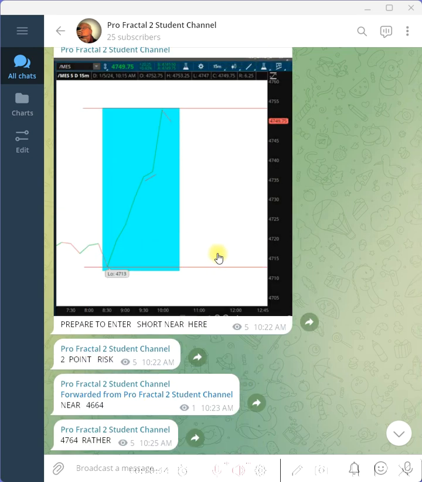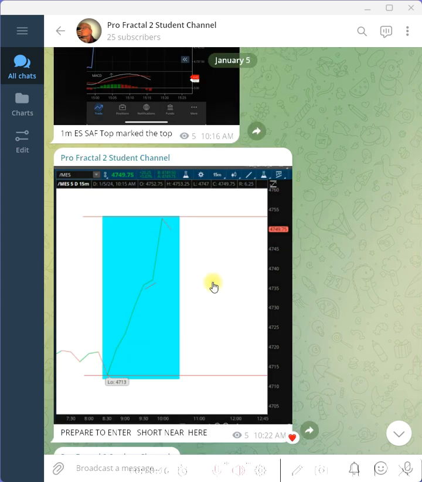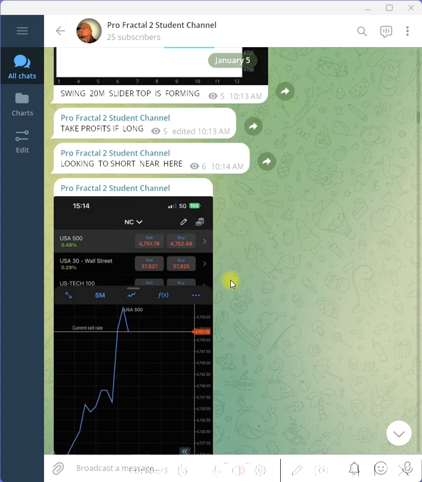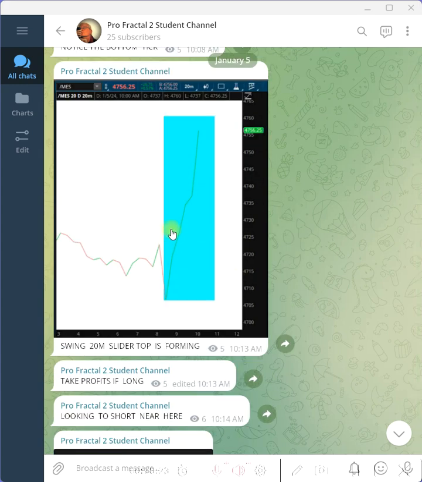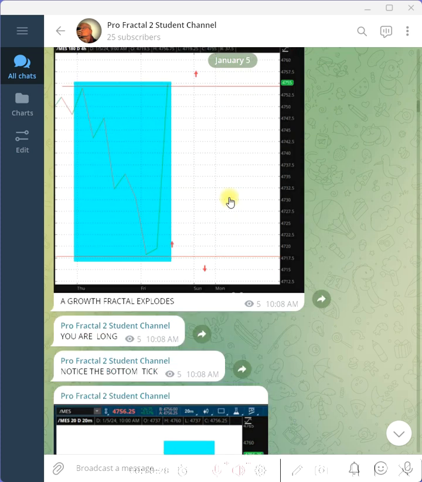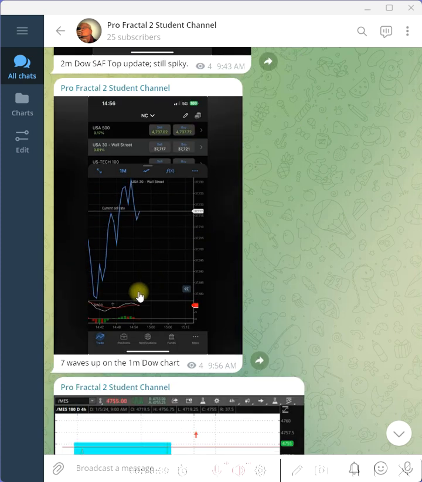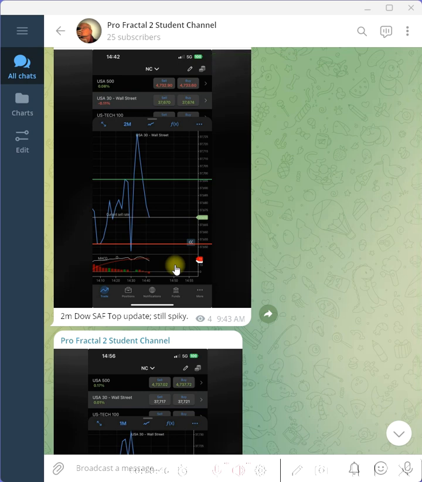And here's another trade we did. And here's Neil's nested top. And there's that micro, which we followed hour by hour during the day. And here's a growth fractal, which is exploding. Look what happened there on Friday. Again, you'll see this fractal on all markets. There's Neil's 7 ways up on the Dow chart. Leg, 7 up. It indicates a turn.